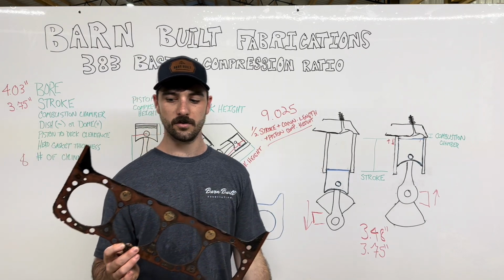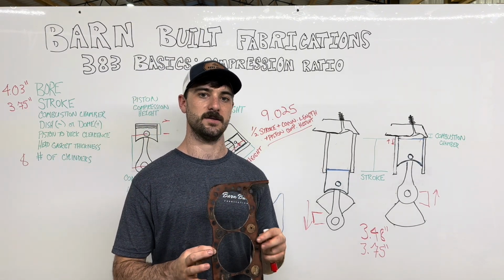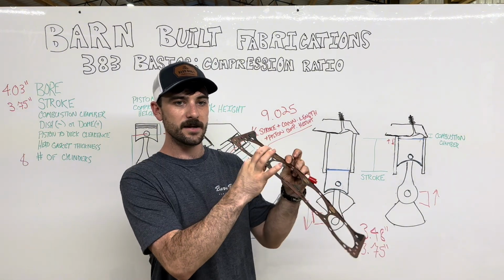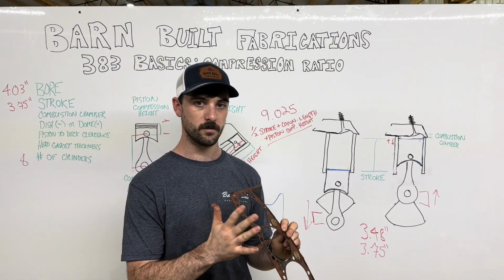And whenever you're factoring this in, you want to use the compressed thickness. So that's how thick this gasket is when it's fully tightened down, because as you tighten it down, it's going to squeeze tighter. So it's important to use that number when you're doing that.